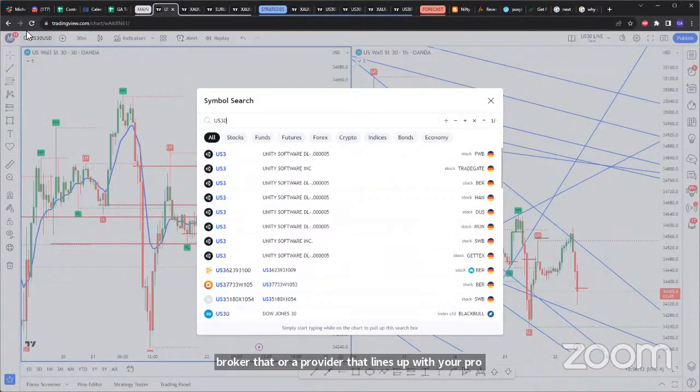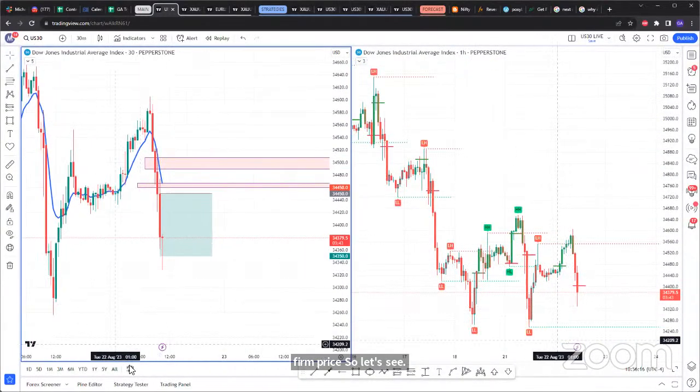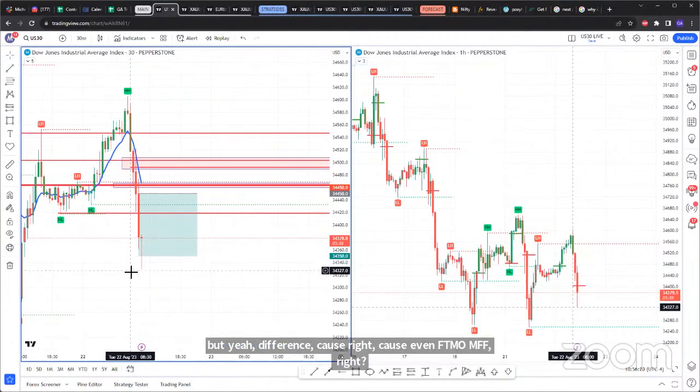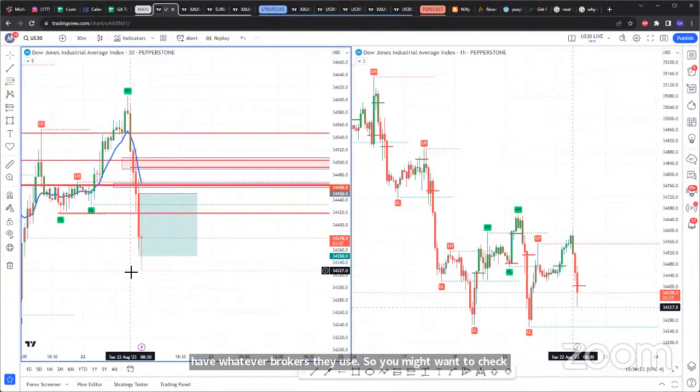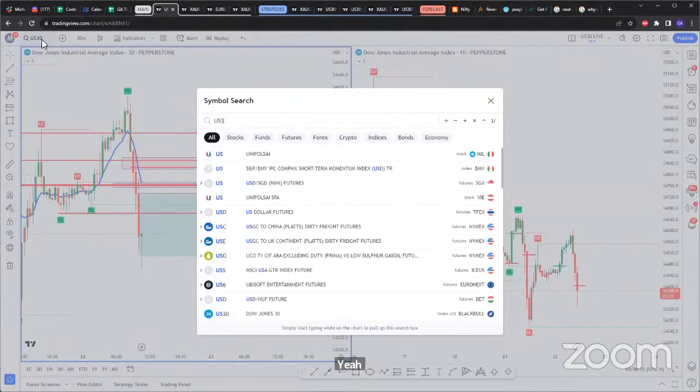Yeah, but it's different, because even FTMO, MFF, they have whatever brokers they use, so you might want to check that as well. Even Pepperstone, it's not exactly the same prices, but it's better than Oanda for me. For now. Yeah. Okay.